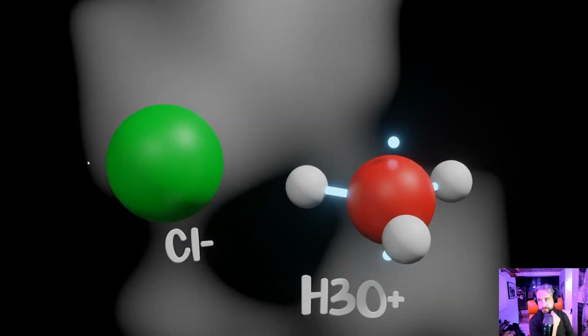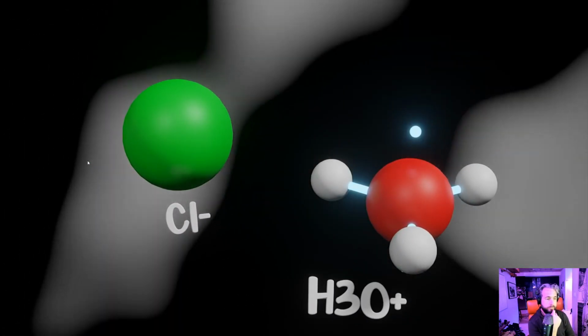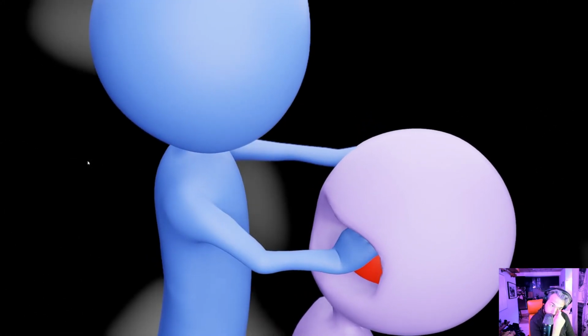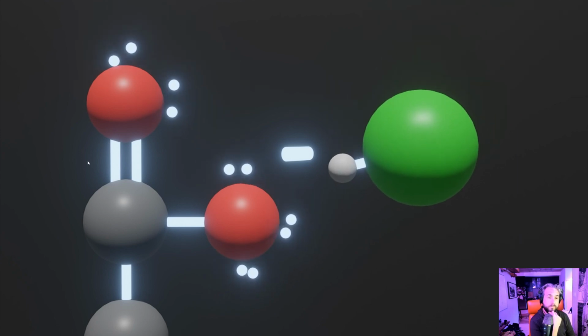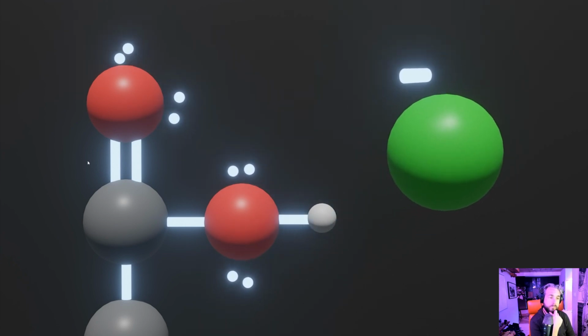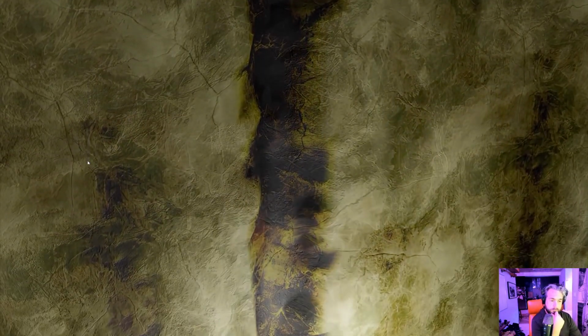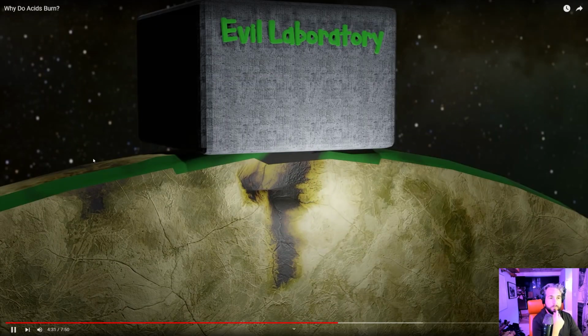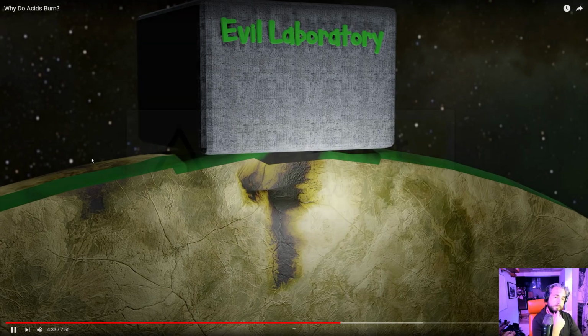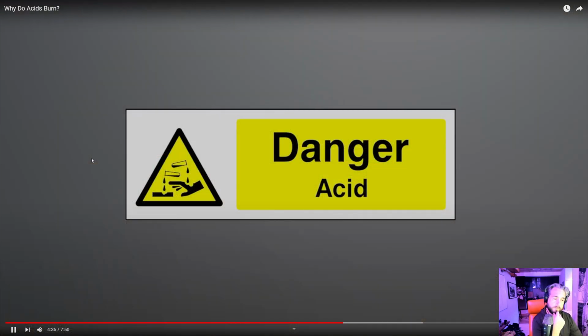Hence, strong acids are very unstable and can force almost anyone to take their hydrogens. Additionally, a single molecule of acid can only burn another single molecule. So that's why acids don't just keep burning through the earth. Eventually, it runs out of protons to give. But why do acids burn us?